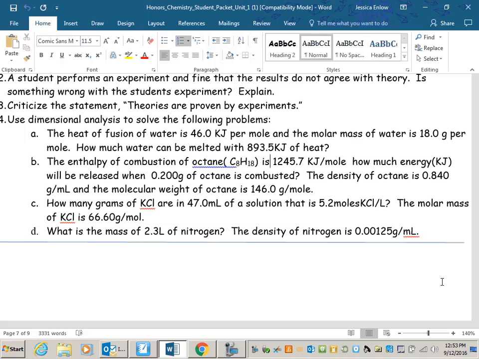Theory and law. Physical and chemical properties, or physical and chemical changes. One more. Pure substance and mixture. There are all these things that are easily confused, but we need to be able to distinguish some similarities and some differences between them.